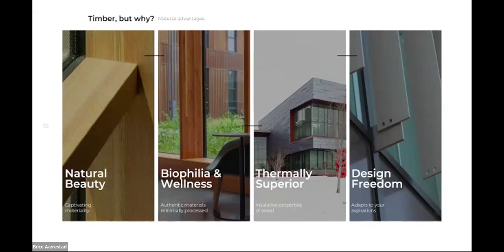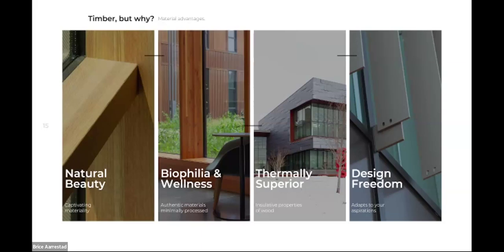The first question is, timber, but why, right? Timber, for a lot of reasons, is growing in popularity. Certainly with the mass timber movement, we're seeing more and more projects integrating the natural beauty of timber, trying to have a materiality that's captivating. We also see more and more designers choosing to embrace biophilia and wellness principles, and timber curtain walls can certainly support those design principles. Timber curtain walls are also thermally superior to conventional aluminum curtain walls, primarily because of the material efficiencies gained by low modulus of thermal transfer.